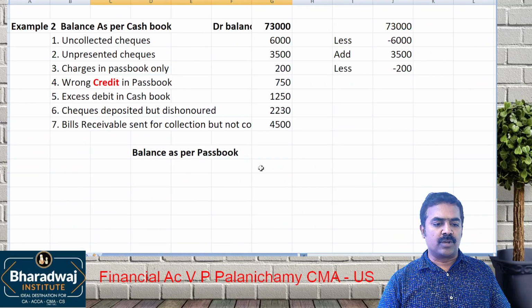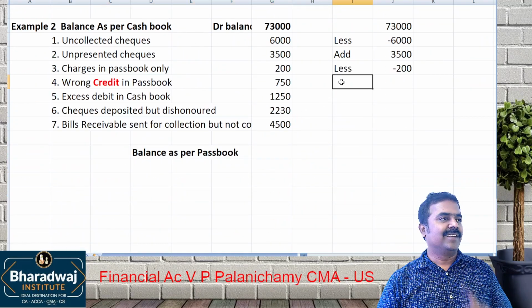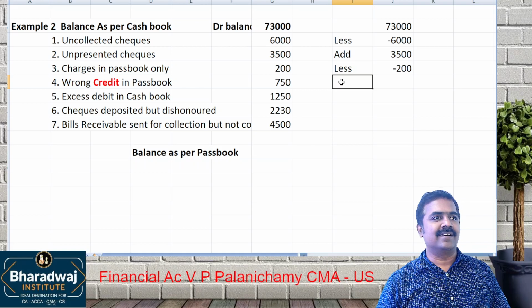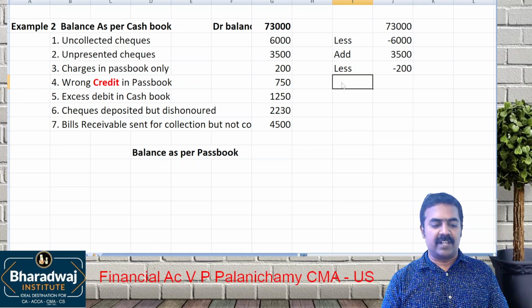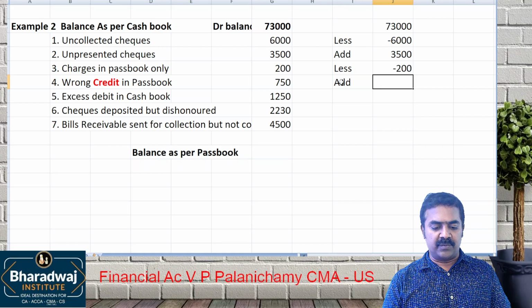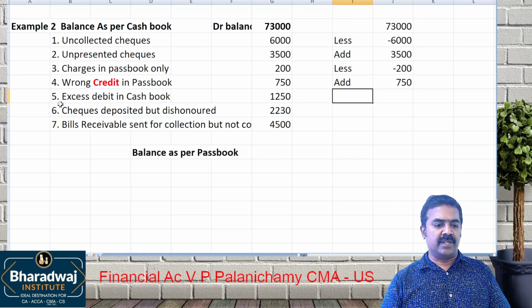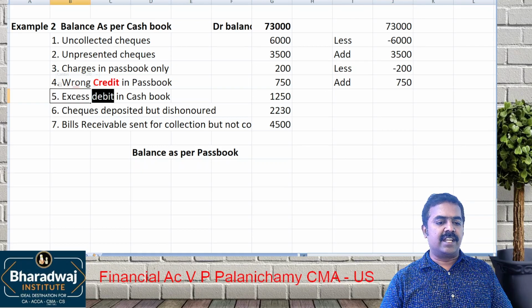Deposit. So is it a wrong credit or a right credit? Okay, the banker has added, so let us also add it. We are not here to rectify. Add how much? 750.